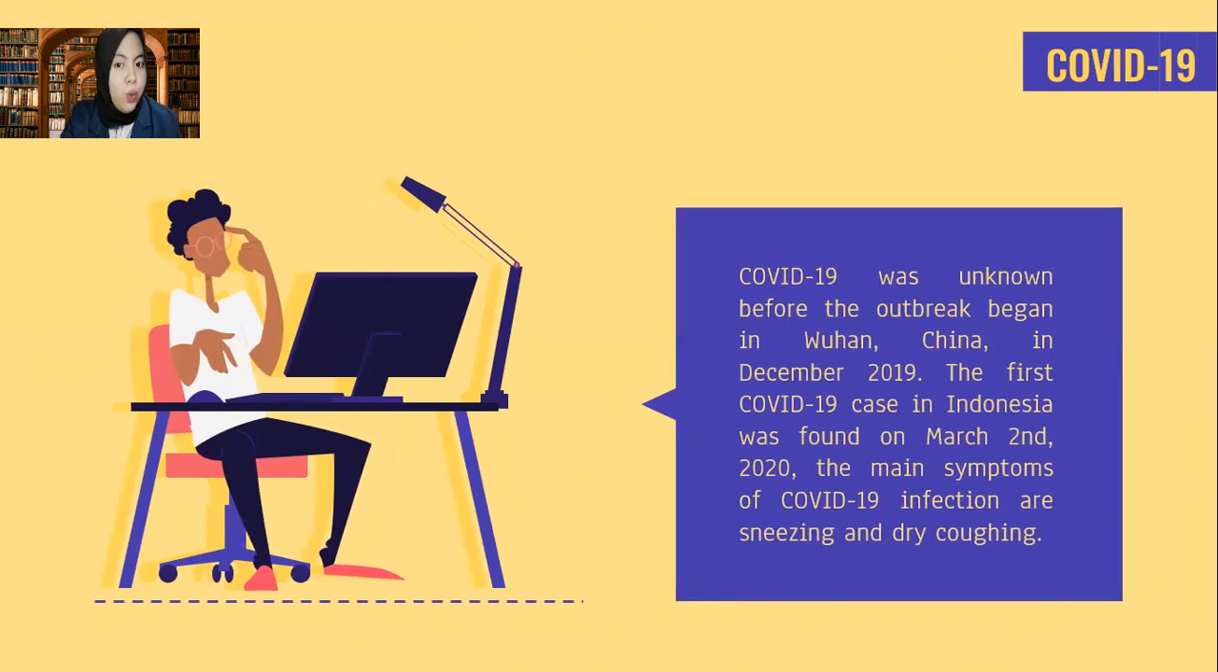So first, what is COVID-19? As we know, COVID-19 was unknown before the outbreak in Wuhan, China, in December 2019. The first COVID-19 case in Indonesia started on March 2nd, 2020, and the main symptoms of COVID-19 are sneezing and dry coughing.